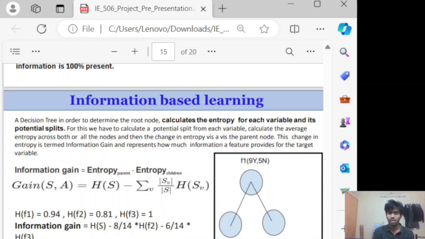So in case of information based learning, we would like to have the information gain to be higher, and in entropy based learning, the higher the entropy value, the worse it is.